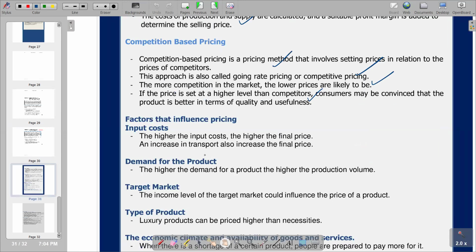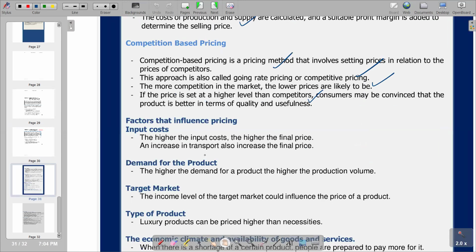On the first factor, we've got input cost. Obviously, if the input costs are higher, the price is also going to be higher. But if the input costs are lower, the price of that product is also going to be lower. So this is what we have on input cost. The point said a high increase in transport cost also increases the final price, which is actually correct again, because the transport cost is also going to be associated with the costs that surround that product.